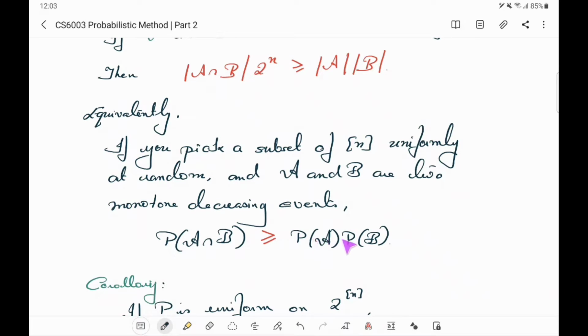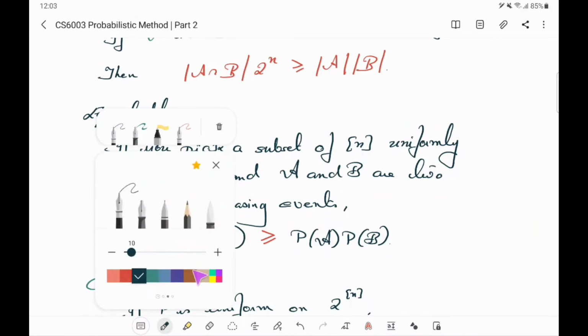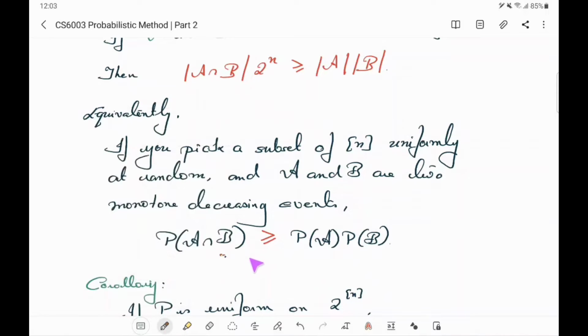greater than or equal to the probability of A times the probability of B, provided A and B are downsets or monotonically decreasing events. So in the terminology of probability, we say that these two events are positively correlated or positively dependent. One happening can only improve the chances of the other happening, never decrease.